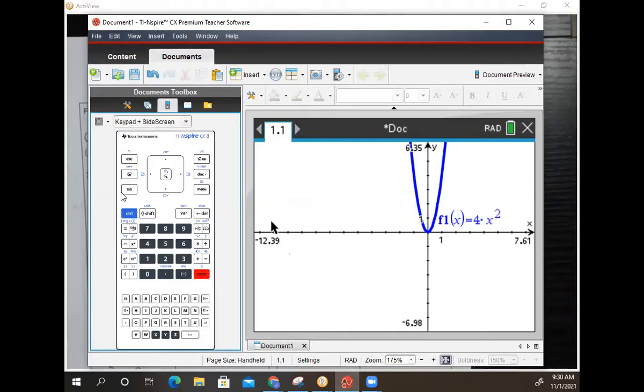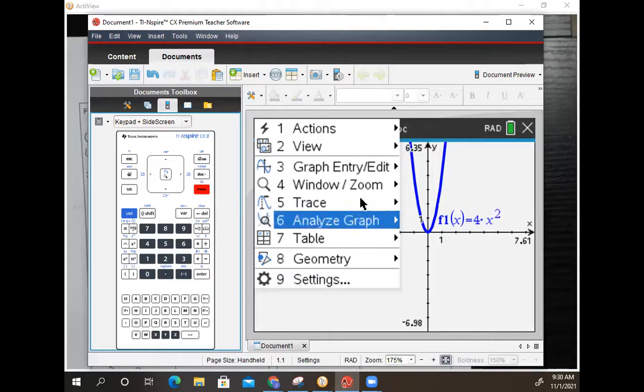Panic, assume my calculator's broken. Why can't I see the 25? Yeah, it's not zoomed out enough, right? If I hit enter and I can't see the graph, adjust your zoom. I'm going to just zoom out on this one.